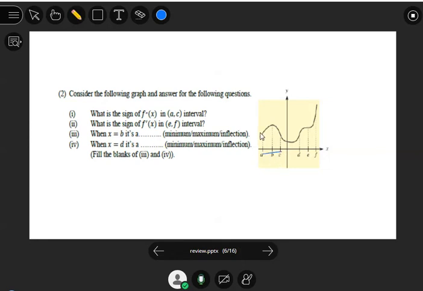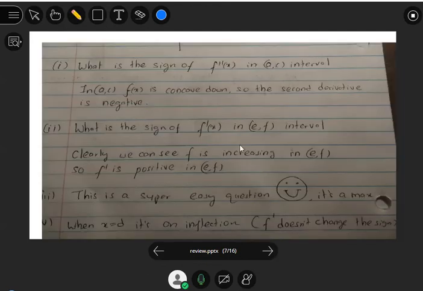In this interval you can see that if we draw a tangent at any place, this graph is always downward relative to the tangent. So it means in AC this function is concave down. Concave down means the second derivative is negative. So you can write f double prime is negative.